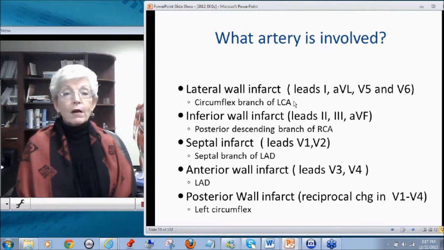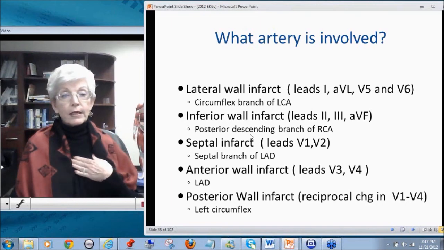What if I saw EKG changes in leads 2, 3, and AVF? In those 3 particular leads, the positive electrode is on the left leg. Well, if you're a camera down there on the left leg and you're looking at the heart, you're looking at the underbelly of the heart, or the inferior wall of the heart. And that is supplied by the posterior descending branch of the right coronary artery.